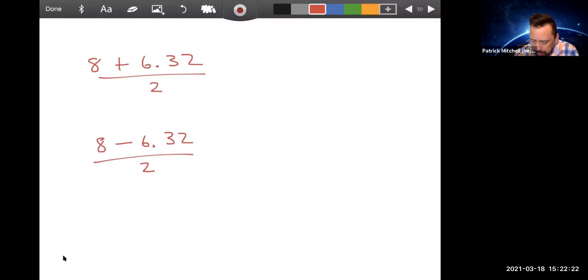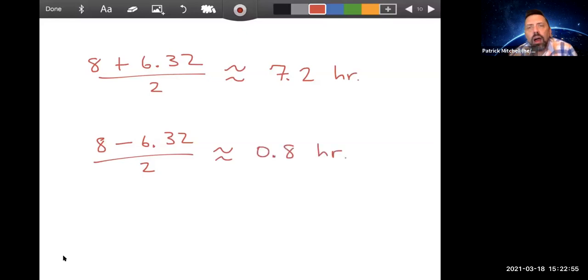All right, so 8 plus 6.32, and then divide by 2. To the nearest tenth comes out to 7.2. That would be hours. And then 8 minus 6.32 divided by 2. To the nearest tenth, that comes out to about 0.8 hours. All right, so 2 positive possible solutions.